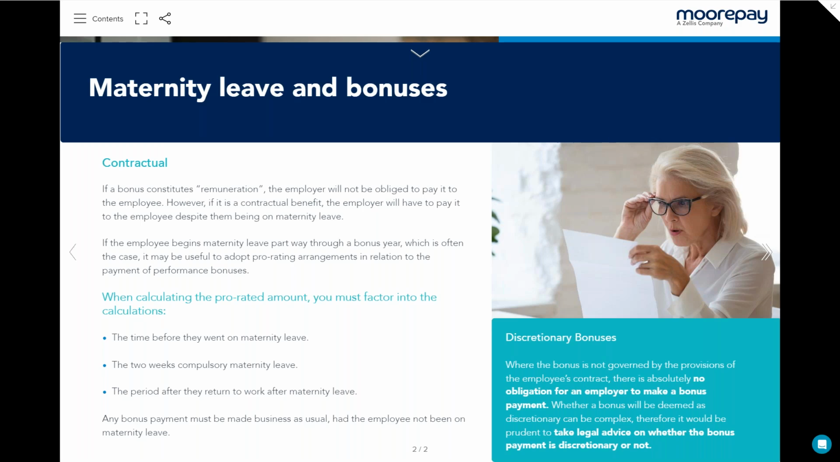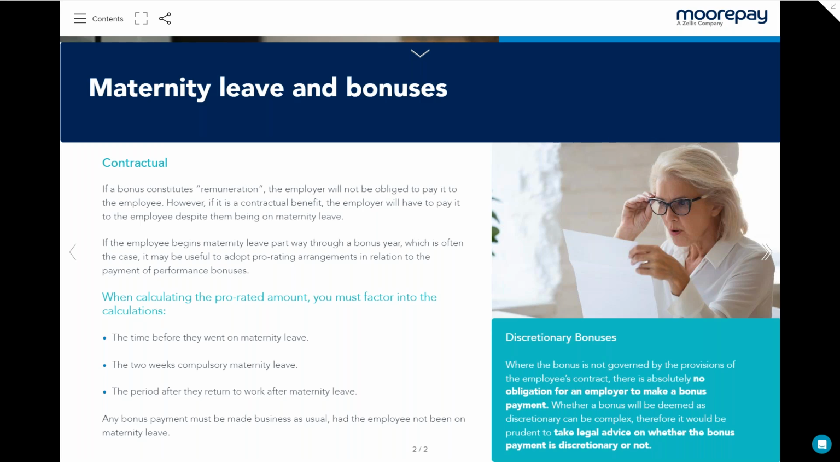So employees should not suffer a detriment, should be paid for the time that they were entitled to it before they went off on maternity leave. Or if it's a bonus that everyone gets despite any input, if it's not individually linked to their performance or their contribution, then it should be paid in full for the time they're off.